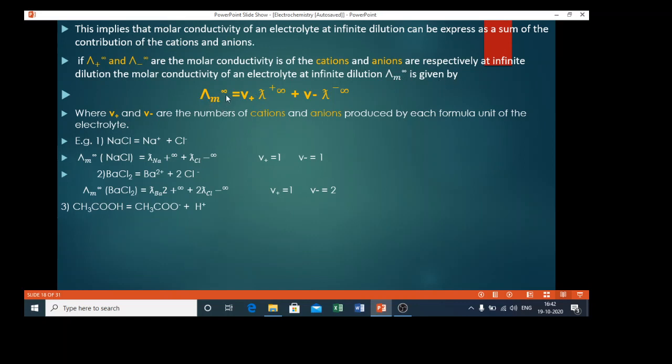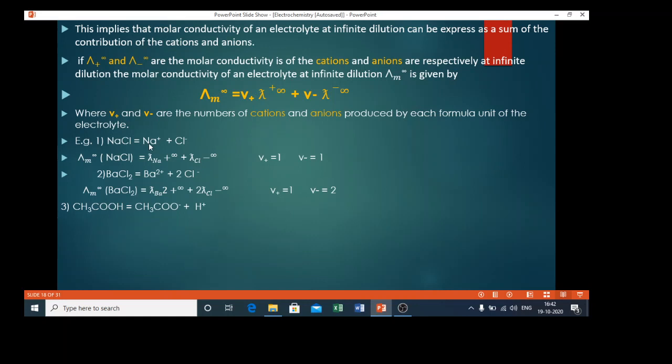Lambda m infinity is equal to V plus lambda plus infinity plus V minus lambda minus infinity. Here V plus and V minus are the number of cations and anions produced by each formula unit of the electrolyte. For example, sodium chloride.